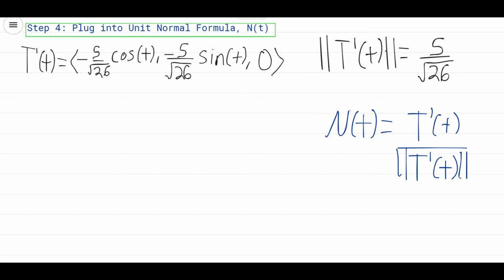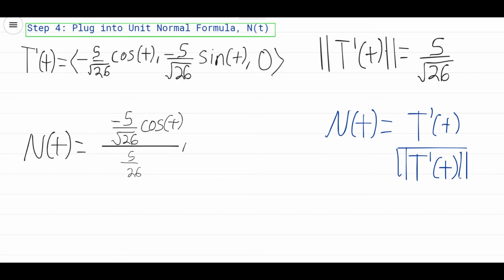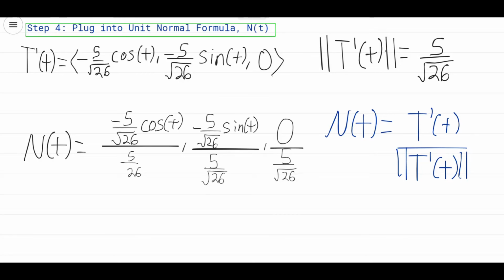So now what we do is we're going to compute this by plugging into the formula. So capital T prime would be -5 over the square root of 26 cosine t divided by the magnitude, -5 over the square root of 26 sine t divided by the magnitude, 0 divided by the square root of 26. And also I did forget to put the square root, but there's a square root right there where the 26 goes. So anyways, what we're going to do now is we're simply just going to cancel out like terms.